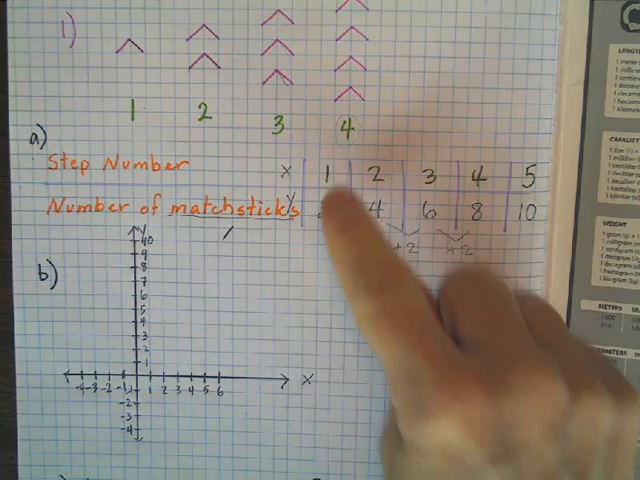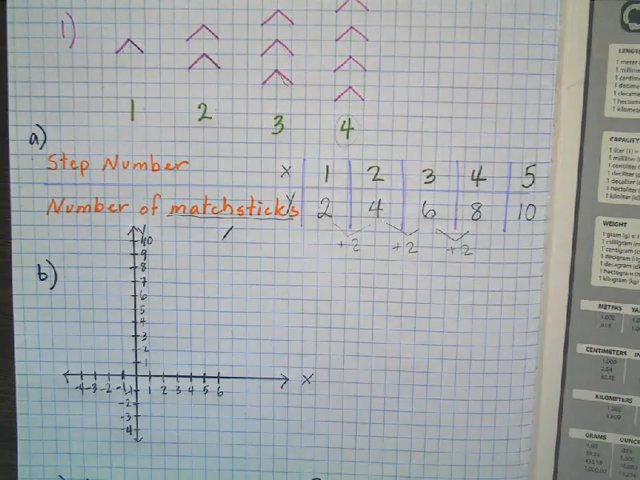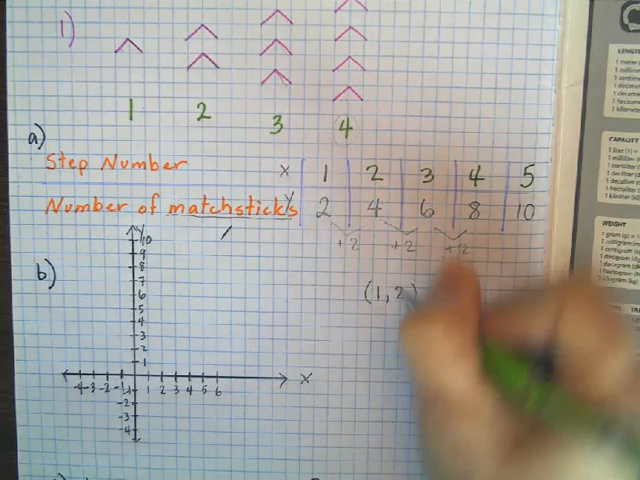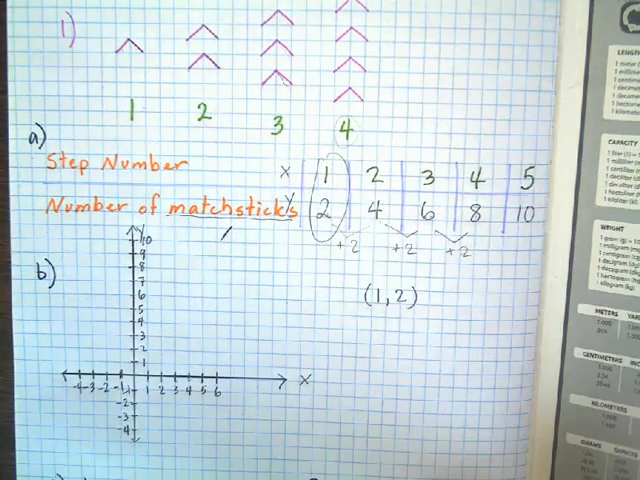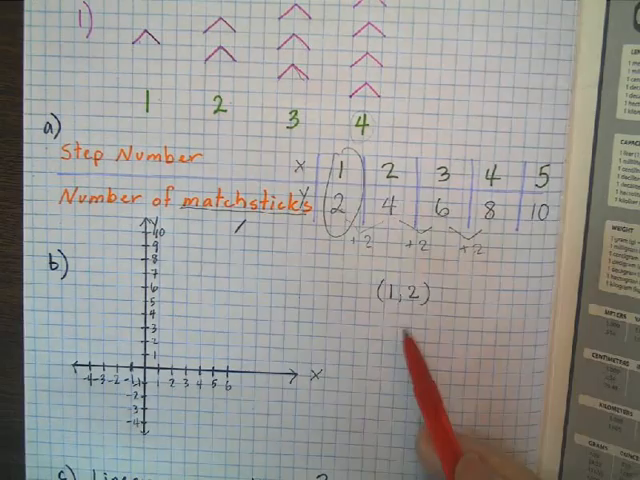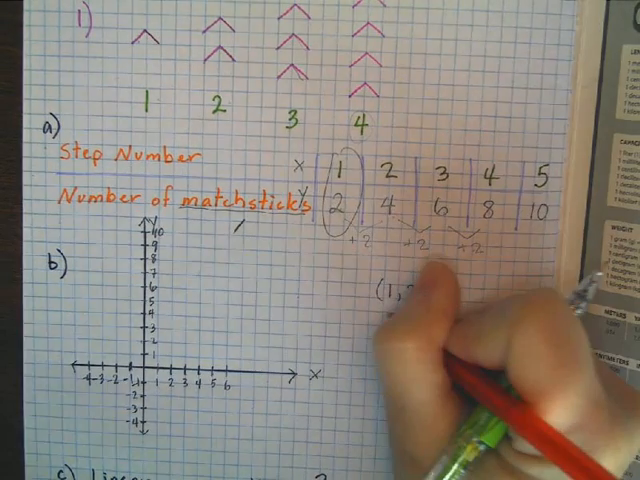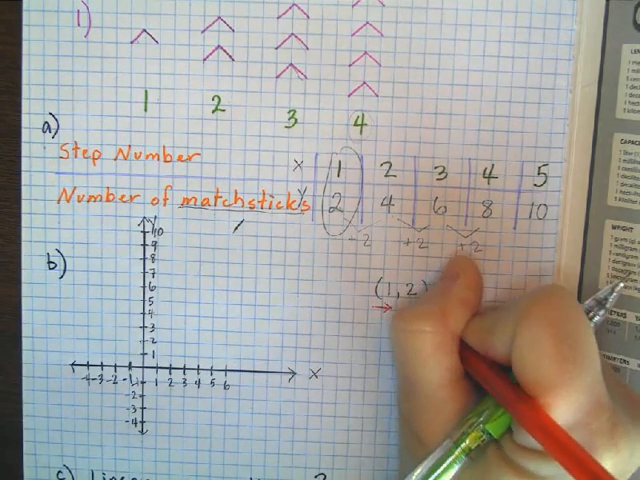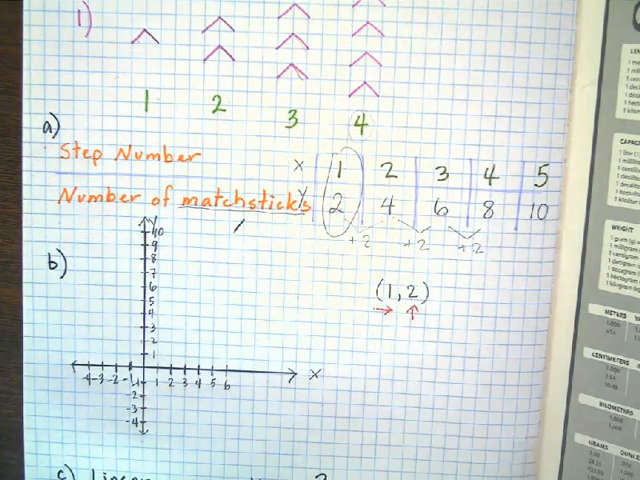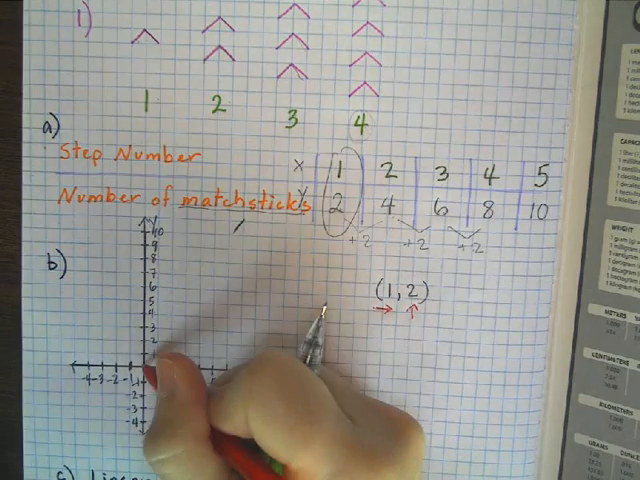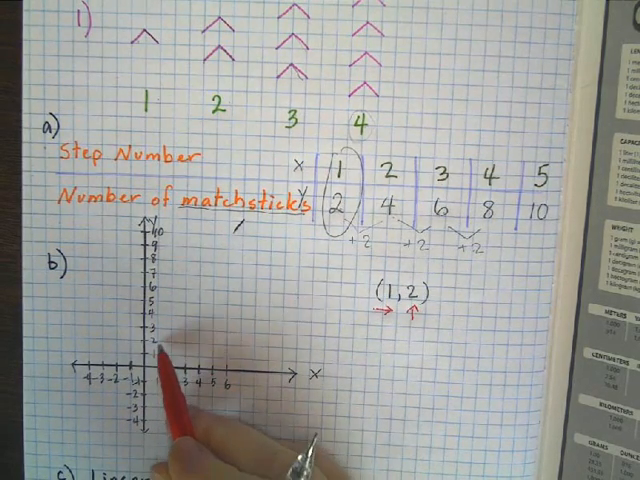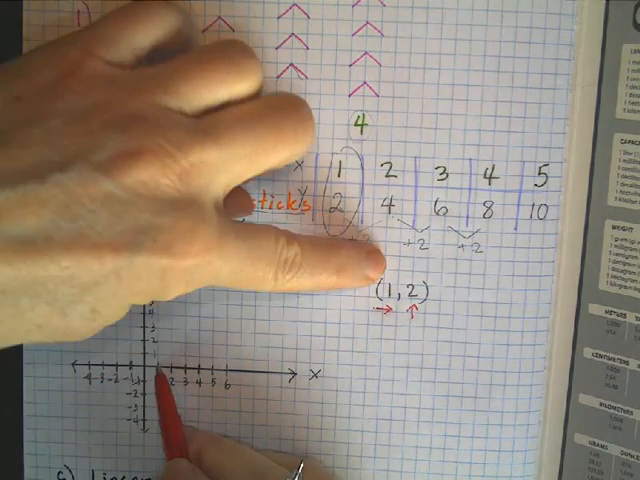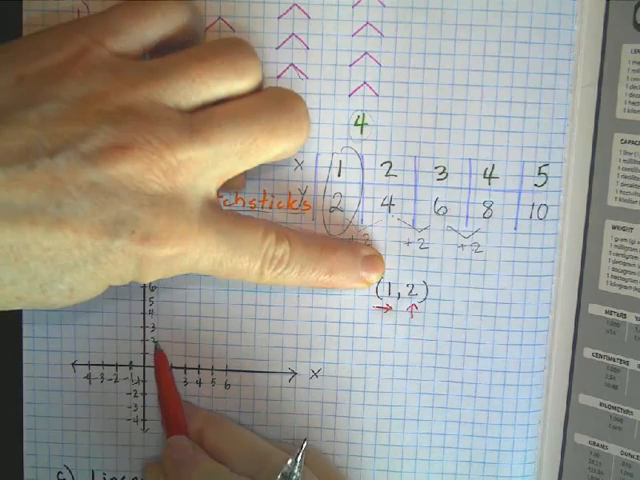So the first point is 1 and 2. So I have 1, comma 2. That's the first point. The first number is always right or left. Since it's positive, it's to the right. And the second number is always up or down. Since it's positive, it's going to be up. So it's going to be 1 to the right and 2 up. I always start at 0. Start at 0, 1 to the right, and then 2 up. And it's right there.